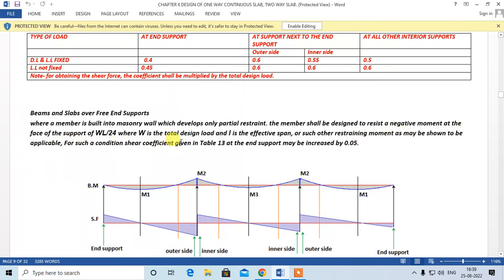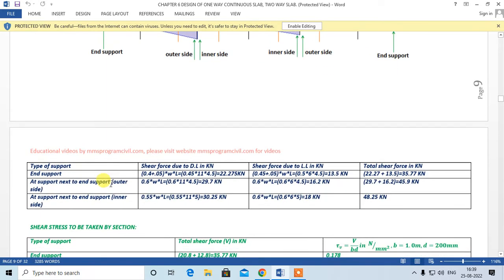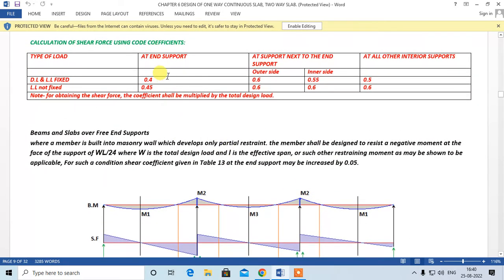For such conditions, shear coefficients given in Table 13, at the end support may be increased by 0.05, right? That means you have to increase this 0.4 to 0.45 and this 0.45 to 0.5. You have to add 0.05 over here, because in our case the slab is supported on a wall, right? So our end reaction will be 0.4 plus 0.05 into dead load into span. So I'm adding 0.05 over here.